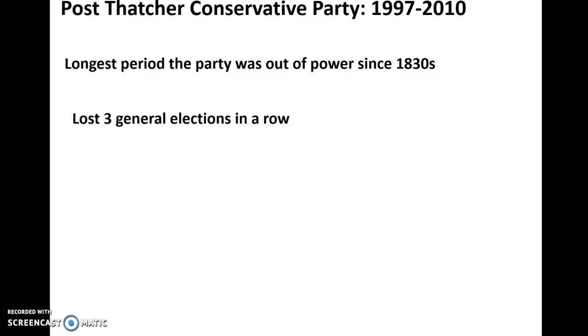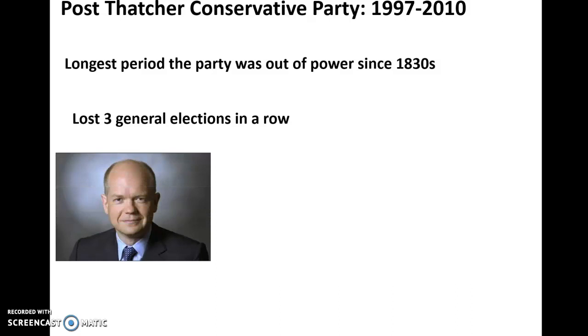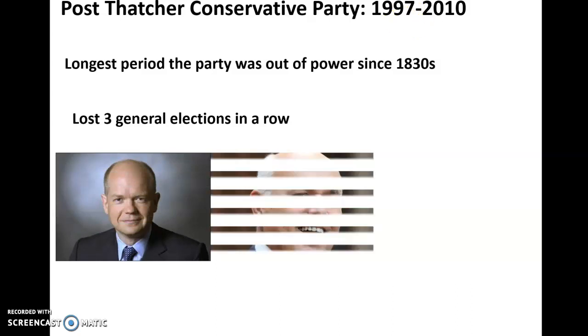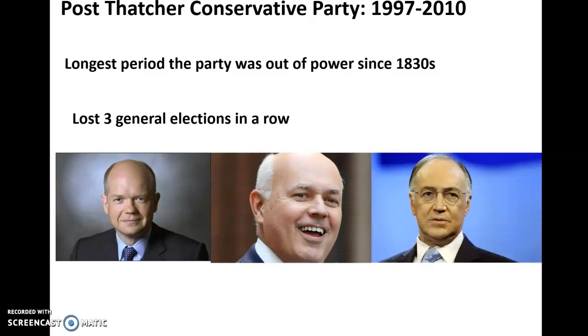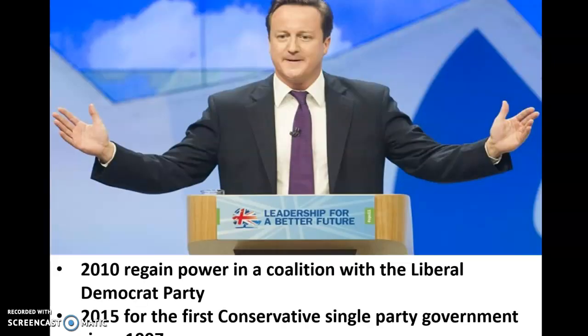They then lost 3 more general elections in a row. Okay, 1997 they lost, 2001 and 2005. And these were the various leaders they had in this time. So you had William Hague, Ian Duncan Smith and Michael Howard. These 3 kind of led the party literally between 1997 and 2005. So they had quite a lot of turbulence at the top, kept changing their leaders.